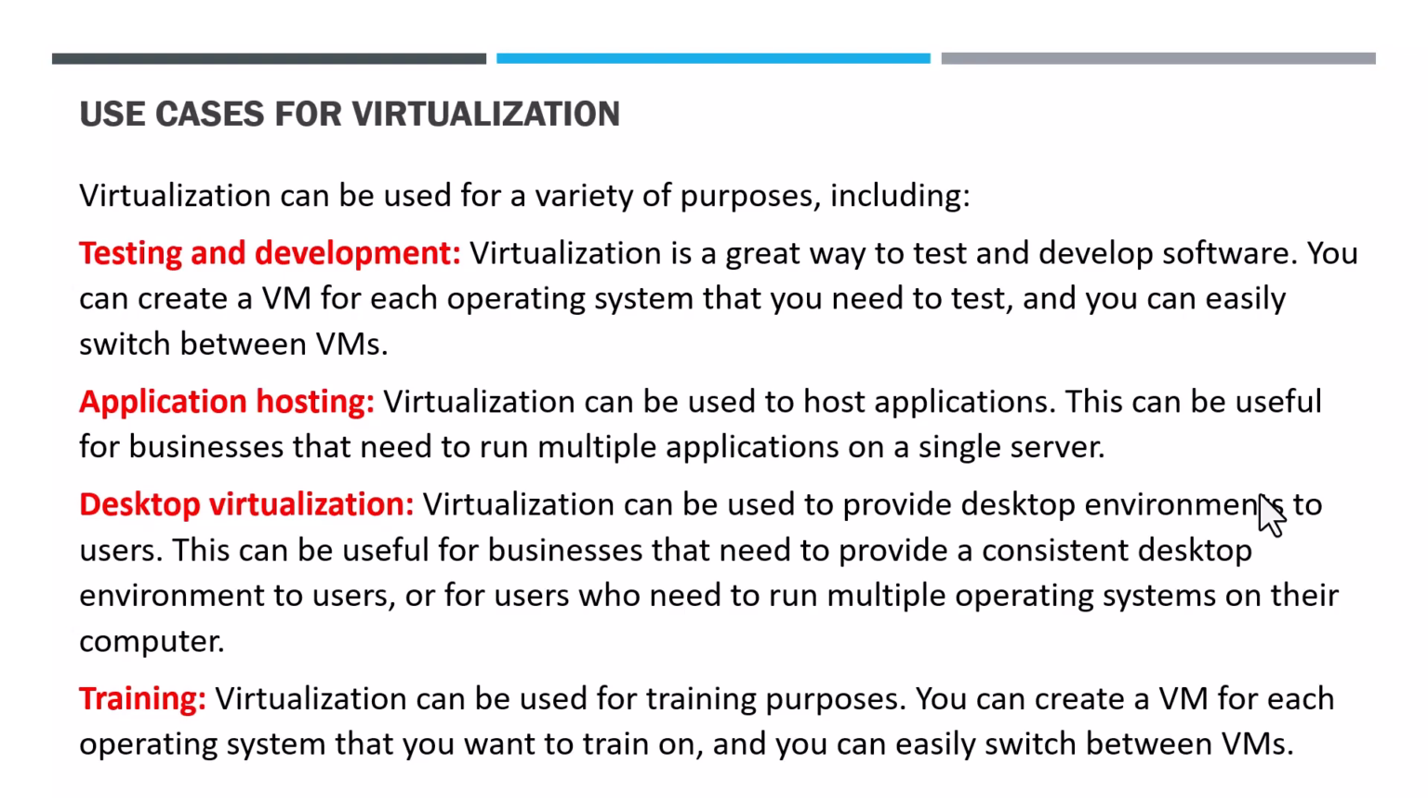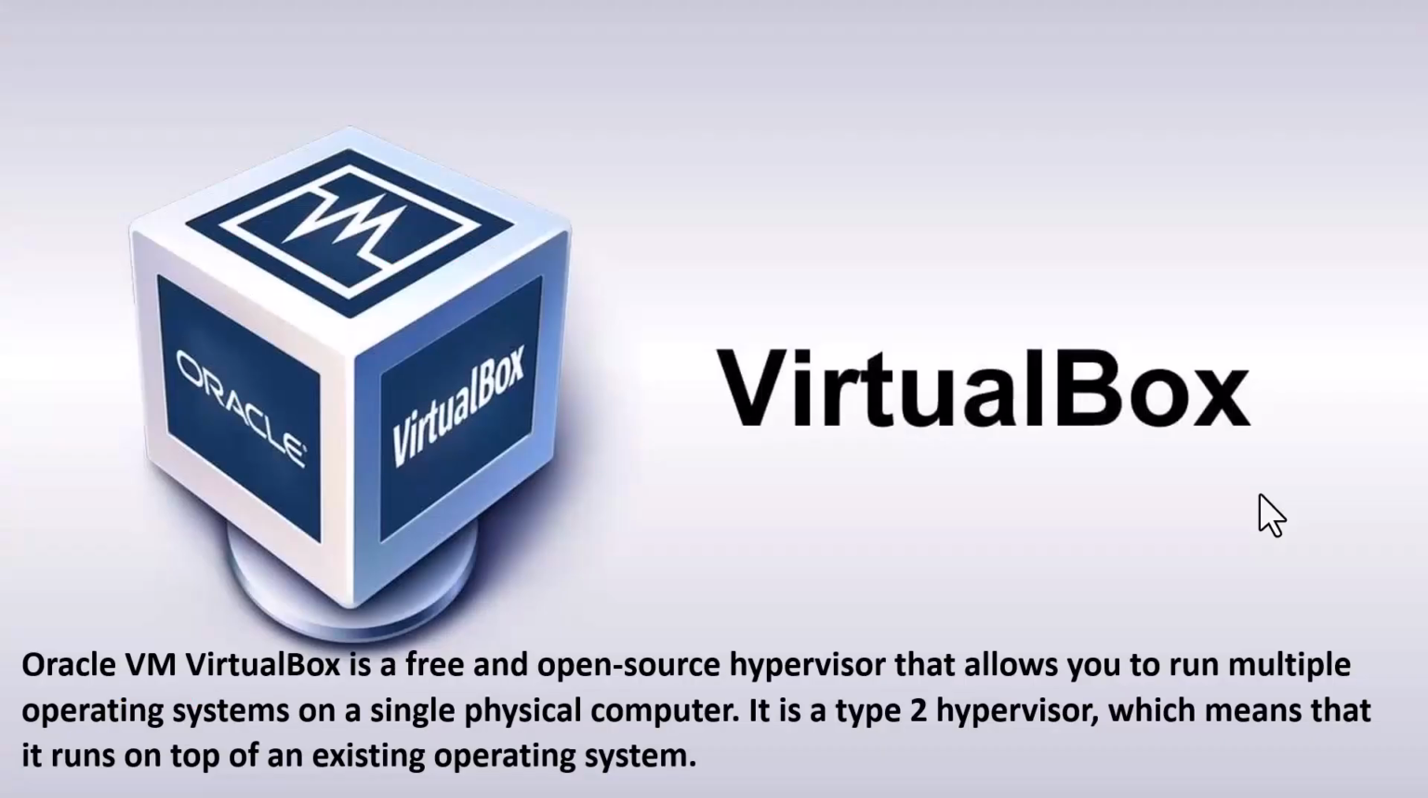So until now, students, we have covered the basics of virtualization and virtual machines. Virtualization is a powerful technology that can be used to improve resource utilization, reduce cost, and improve flexibility. Now we will discuss Oracle VM VirtualBox, used by a huge number of desktop users. Guys, Oracle VirtualBox is a free and open source hypervisor that allows us to run multiple operating systems on a single physical computer. It's a Type 2 hypervisor, which means that it runs on top of an existing operating system.